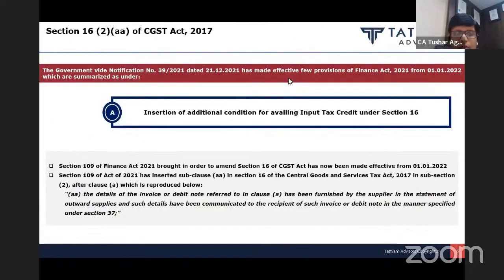it is not retrospective. Please note that this is for the first time they are introducing a condition in section 16 itself, stating that uploading of invoice by the supplier and auto population of the same to the recipient is one of the conditions for availing the credit, and this condition is applicable prospectively from 1st January 2022, and it is not applicable retrospectively. In Finance Act 2021 itself, they have done certain other amendments, which in fact Geetika will also be taking, which are applicable retrospectively.